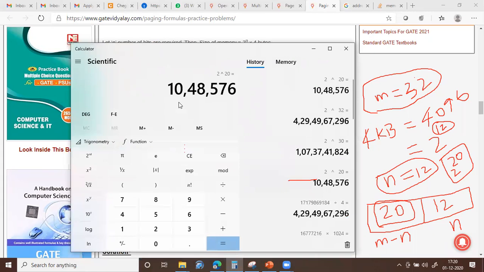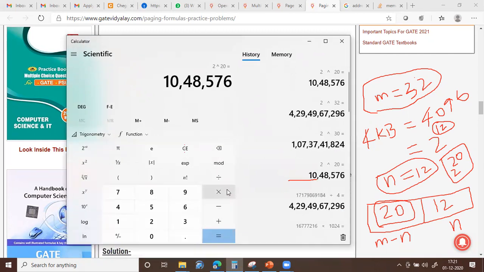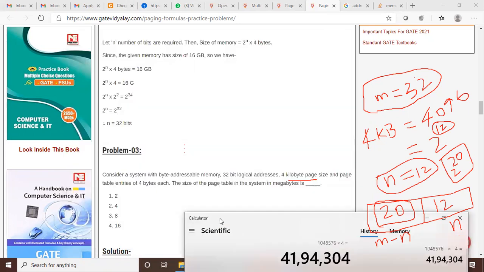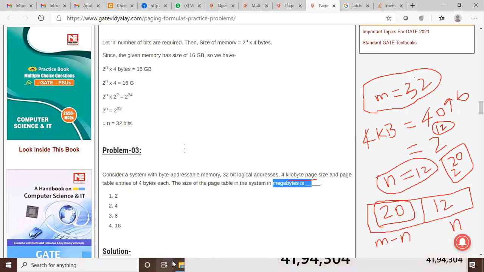10,48,576. So this many locations can be in the page table, where each location occupies 4 bytes. So multiply this by 4. This is the size of the page table in terms of bytes. The page table can have this many bytes, 41,94,304 bytes. But we need the answer in megabytes, so we should convert this to megabytes.